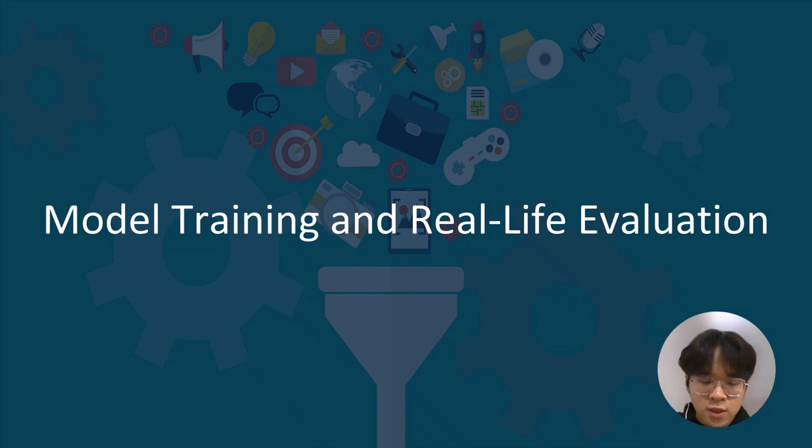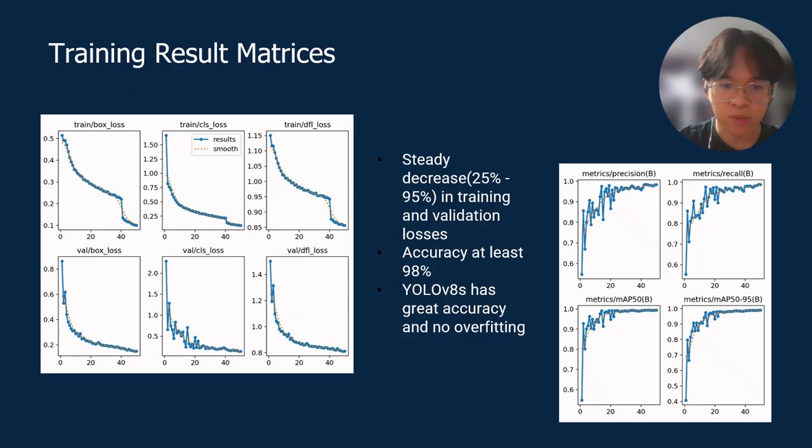After explaining the training process of the YOLOv8s model, let's move on to the model training and real-life evaluation. So let's move on to the training results metrics. On the left side here are both the training and validation losses, and you can see as the number of epochs increases during the training process, there's a drastic drop in the loss values, at least 25% or up to a maximum of 95% drop in both training and validation losses.